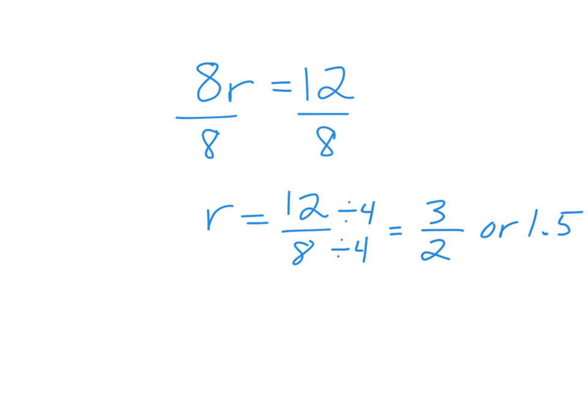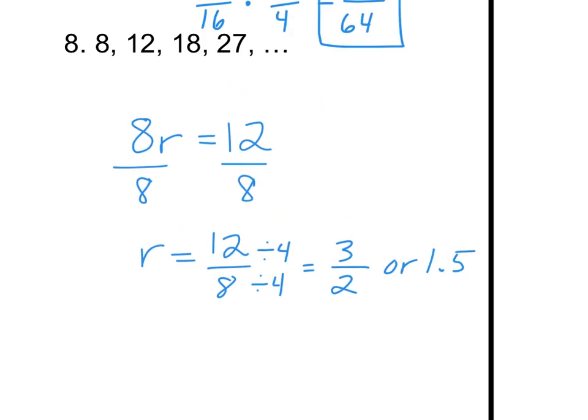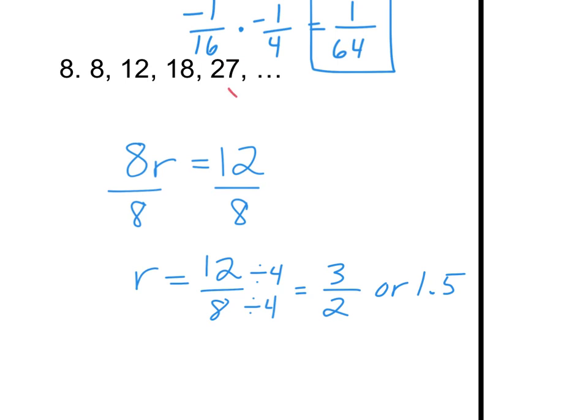So you would do, what is 27 times 1.5? What is it? 40.5, and then you keep going. What's 40.5 times 1.5? You could probably use your calculator for this. Probably need to. You should get 60.75.